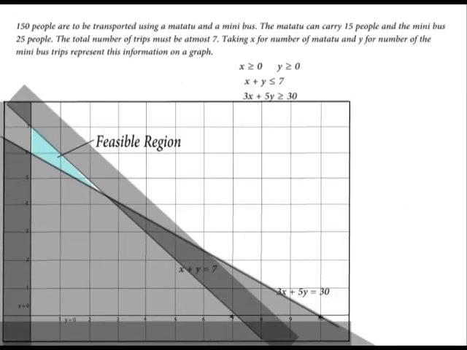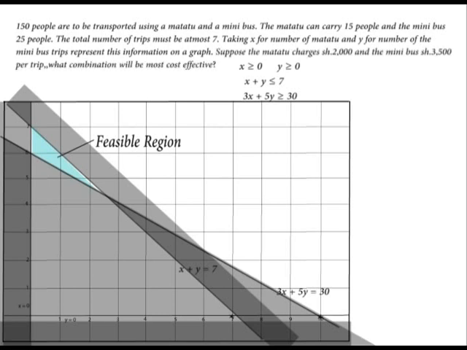Let's form an objective function for the transport question. Now, suppose the matatu is paid 2,000 shillings per trip and the minibus 3,500 shillings per trip. Which combination will be most cost effective? In other words, we find the minimum point. We form an expression for the objective function: 2,000x, the cost of the matatu, plus 3,500y, the cost of the minibus. So we optimize this function, that is minimization.